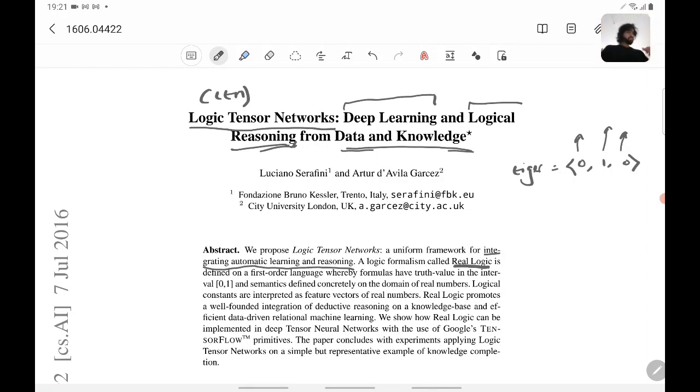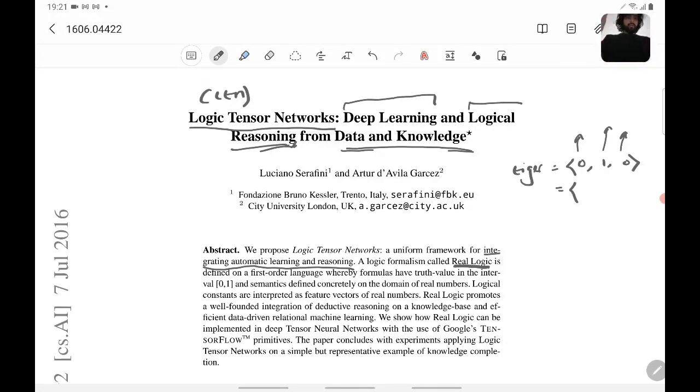It doesn't necessarily need to be binary. It can be decimal, it can be integers, it can be anything, as long as it represents something. That's the idea of real logic.